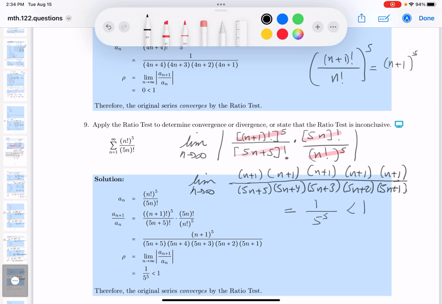Clearly, this is less than 1. By the ratio test, this series is convergent. And we're done. Thank you.